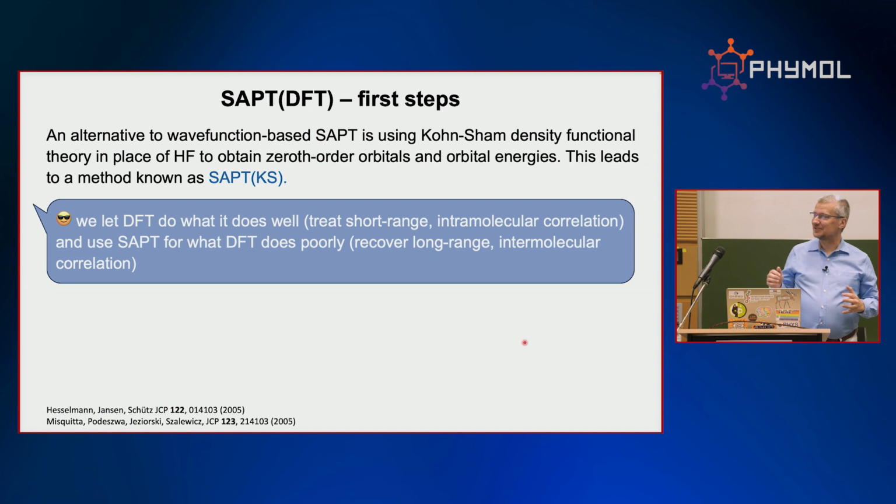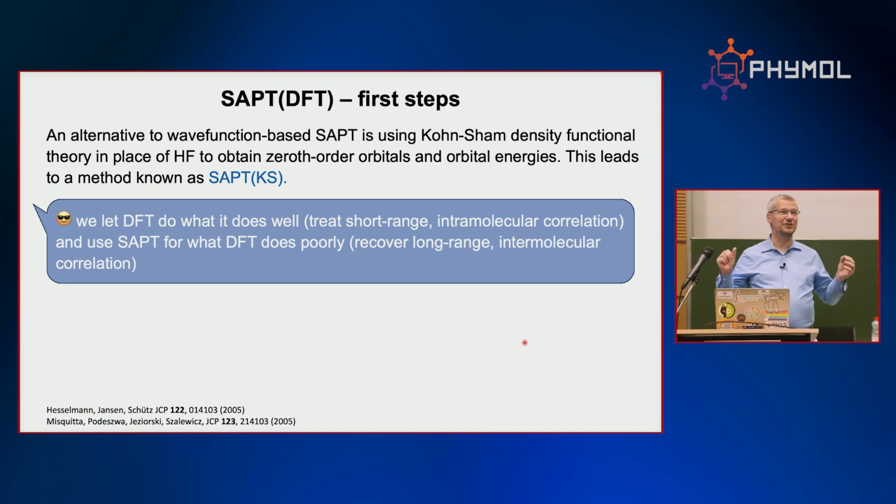And that's how SAPT-KS works. So we need DFT to account for the short-range intramolecular correlation and not for the intermolecular interaction. So in principle, that's a great idea because we use DFT for what it's good at, and we use SAPT for what DFT is bad at.